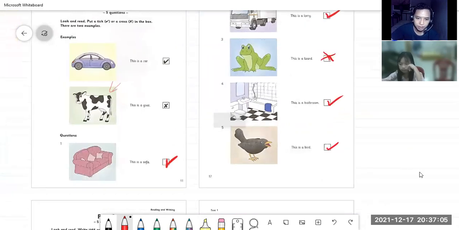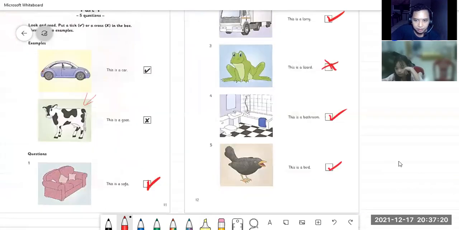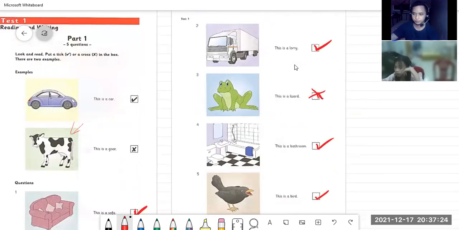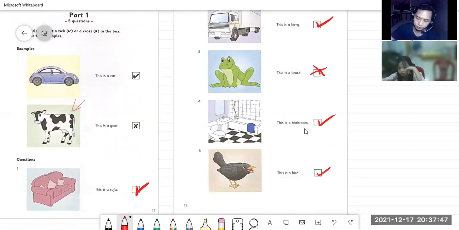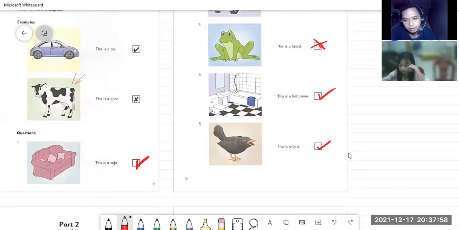Okay, it's easy, right? So let's read this again. This is a sofa. Okay, this is. Can you repeat after me? This is a lorry. This is not a lizard. It's not a lizard. But this is a frog. Okay. Next, this is a bedroom. Okay. Next, this is a bird. This is a bird. Okay, very good.